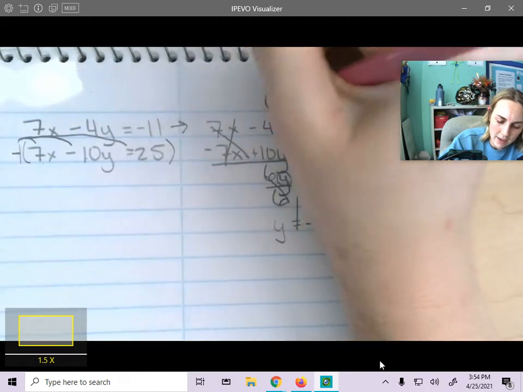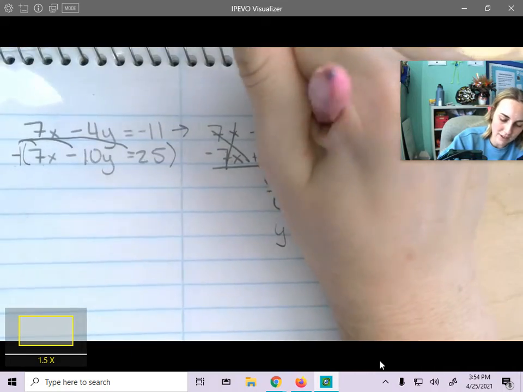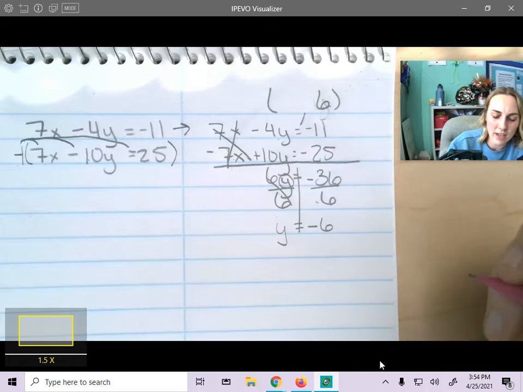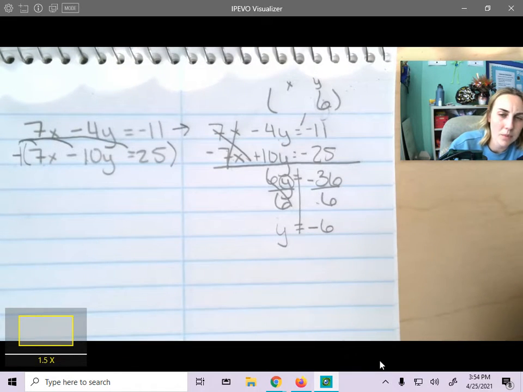So my y value in my ordered pair is equal to negative 6, okay? So now I need to just find my x value. Remember, your x value always goes first, and your y value always goes second in that ordered pair.